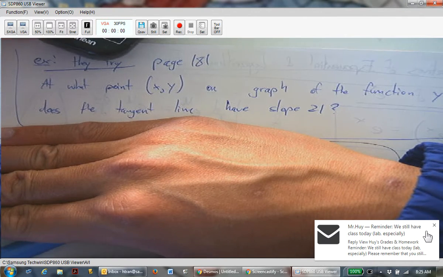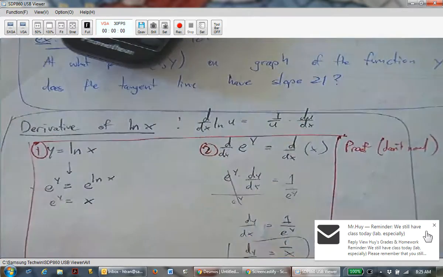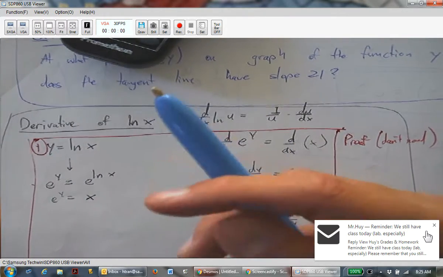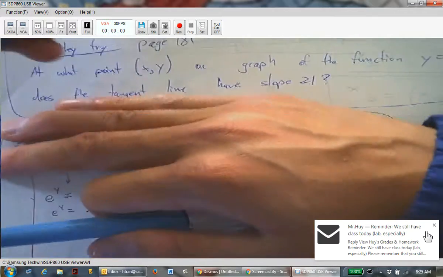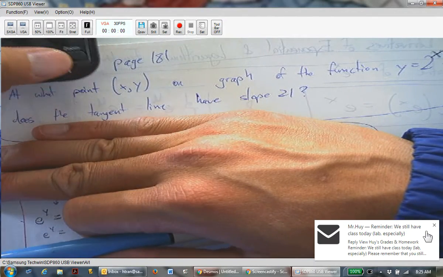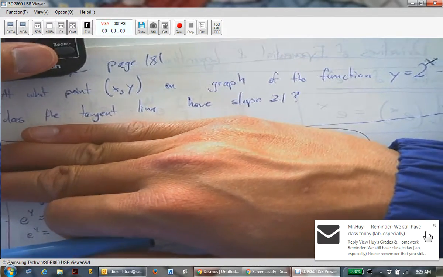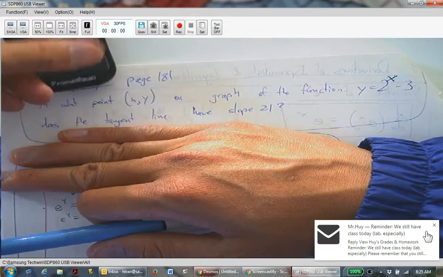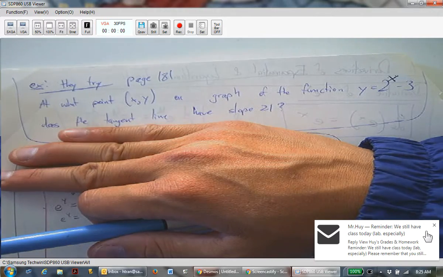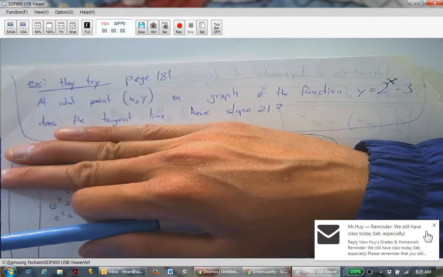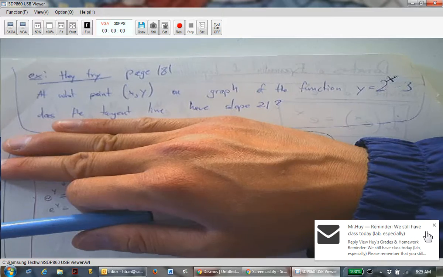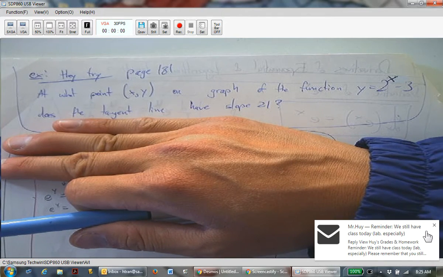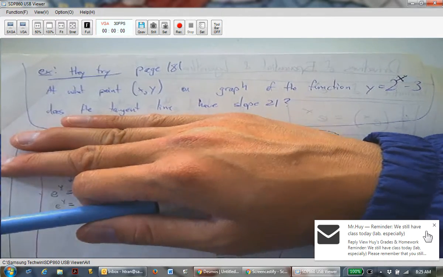Okay. At what point xy on a graph of the function? Dang it! I completely left out the actual function itself. This is trickery here. I said the example. It's just kind of weird for you to read my own little notes. I guess it's trivial anyway.